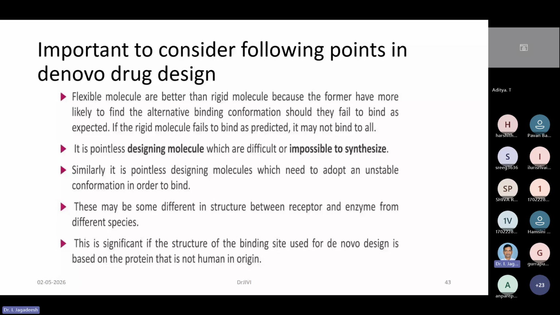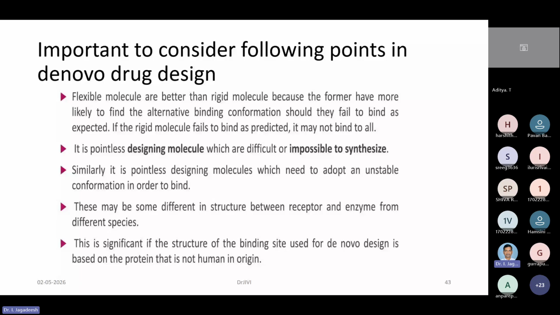The third point is, it is pointless to design a molecule which needs to adopt an unstable conformation in order to bind. So we are having a conformation. When it is binding in that conformation, it will work as a drug. But that conformation is not stable because we cannot expect a rigid molecule. It is flexible in nature. That is the reason these unstable conformations we cannot take forward as a drug molecule. That is the reason we need to consider this.